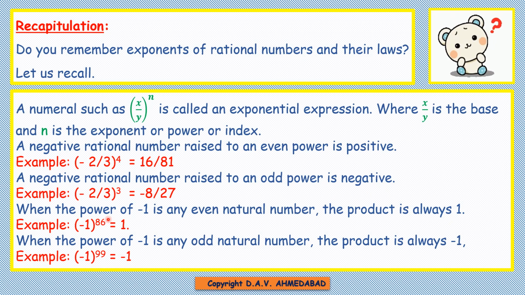Let's say if we are having -1, which is a negative number, and it is having an even power, say (-1)^86, then the answer will be positive, means +1. And if -1 is having an odd power, then the answer will be -1 always. Right? So now let us revise.